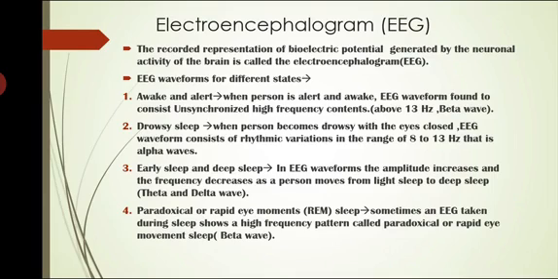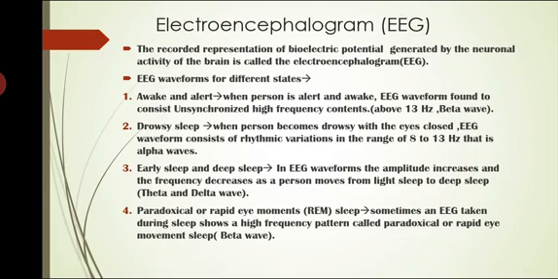First one, awake and alert. When a person is in an alert condition or awake, the EEG waveform is found to consist of asynchronized high frequency contents, and that wave is considered a beta wave, with frequency above 13 Hz to 30 Hz. Second, drowsy sleep. When a person becomes drowsy with the eyes closed, the EEG waveform consists of rhythmic variation in the range of 8 to 13 Hz, that is considered an alpha wave.